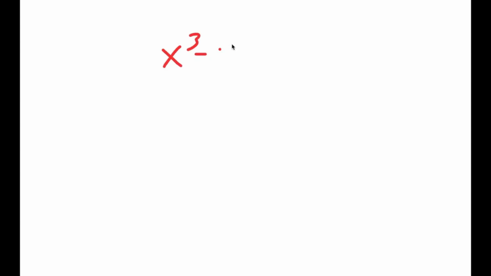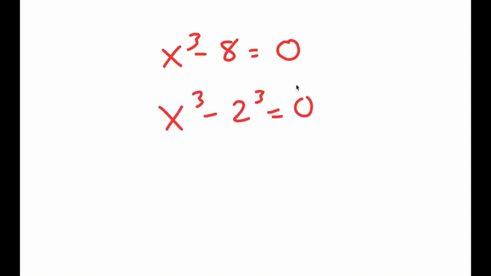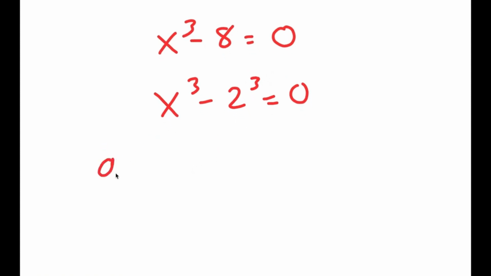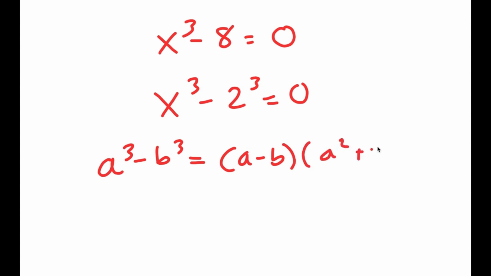So I'm going to rewrite my equation here, x to the power of 3 minus 8 equals 0. And now I'm going to rewrite 8 as 2 to the power of 3. So I get x to the power of 3 minus 2 to the power of 3 is equal to 0. And then now I'm going to use the formula a to the power of 3 minus b to the power of 3 is equal to a minus b times a squared plus ab plus b squared.